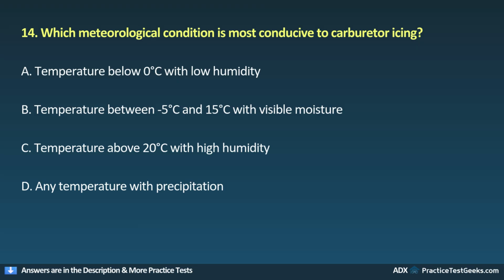14. Which meteorological condition is most conducive to carburetor icing? A. Temperature below 0 Celsius with low humidity. B. Temperature between -5 and 15 degrees Celsius with visible moisture. C. Temperature above 20 degrees Celsius with high humidity. D. Any temperature with precipitation.